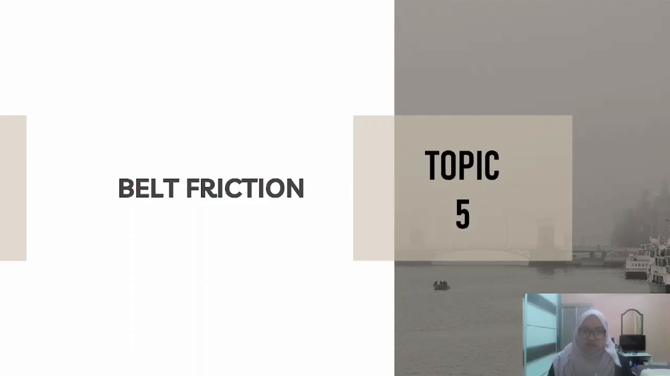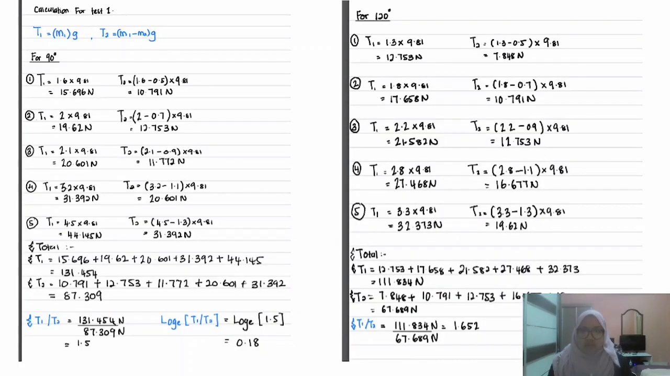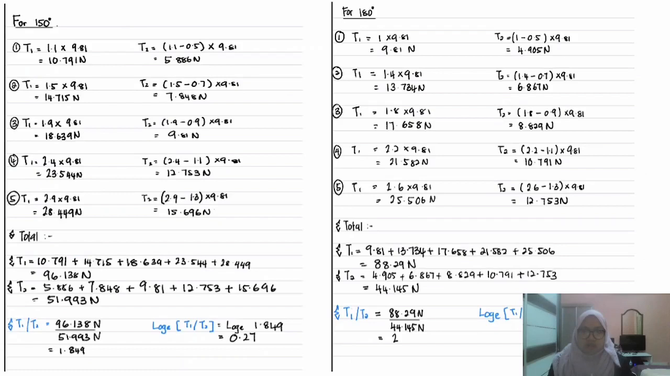For topic 5, belt friction, we use these formulas: T1 equals M1 times G, and T2 equals M2 times G. M describes mass and T describes belt tension. Using the two equations, we can find T1 over T2 and log e of T1 over T2. This is the calculation that uses that formula.